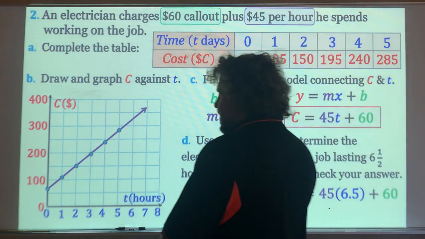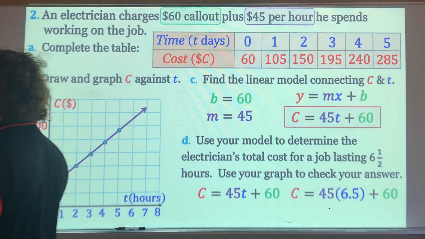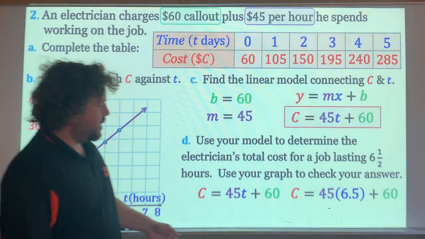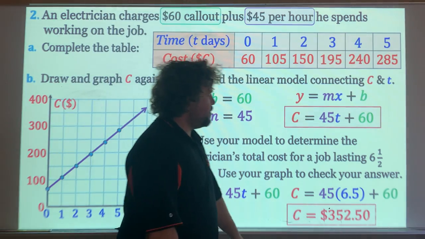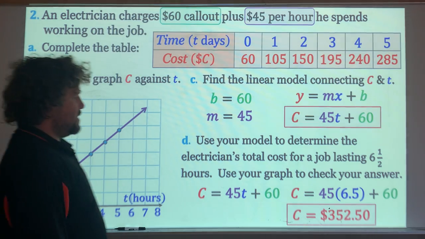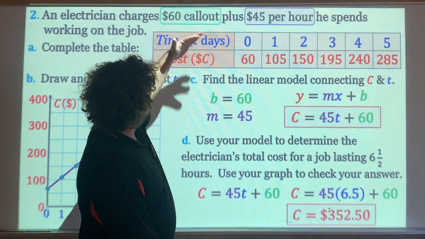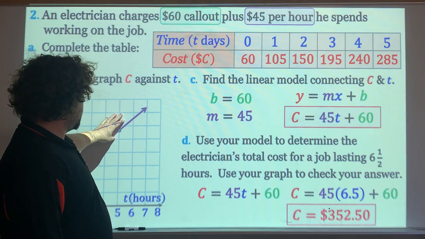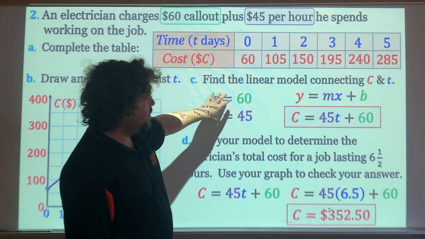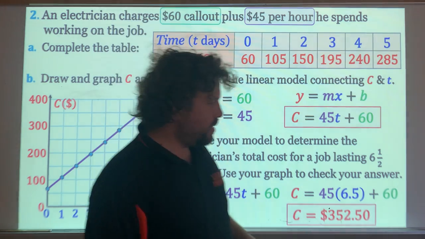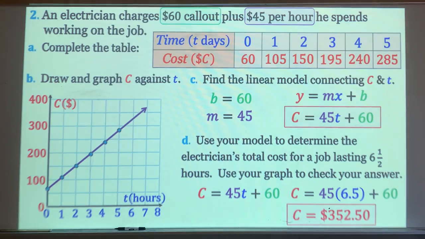C equals 45 times 6.5, 13 over 2, 6.5. Now hold on a bit. Multiply the two of them, add 60, and you get $352.50. You create a table, use that model to create a graph, extrapolate a model from that graph, and then you solve for random information. Right?